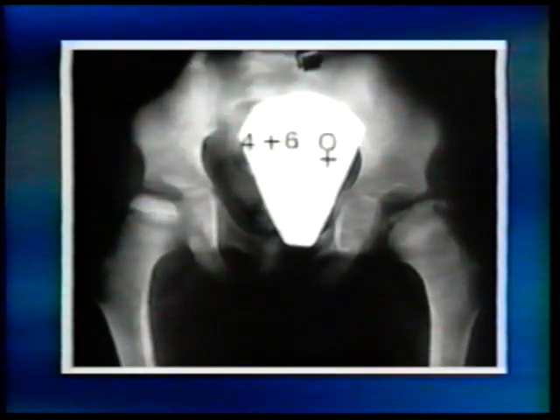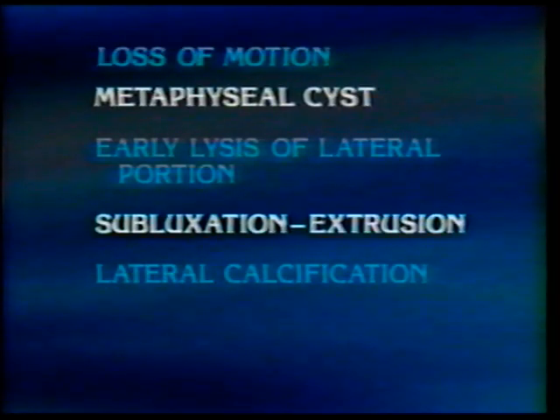This is even more clearly demonstrated in this 4-year and 6-month-old female who has a large femoral head with extrusion and some subluxation, who at 8 years of age shows that the extrusion and the catching laterally is much more important than the actual subluxation at the inner part. So we have to think more of the lateral half of the femoral head than we do in congenital dislocation of the hip. Another problem is that of lateral calcification.